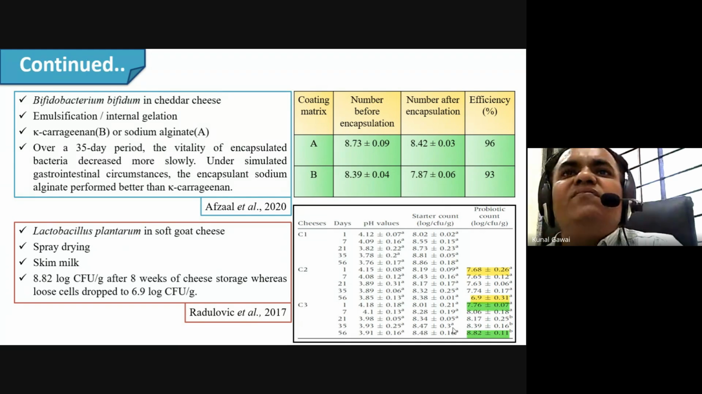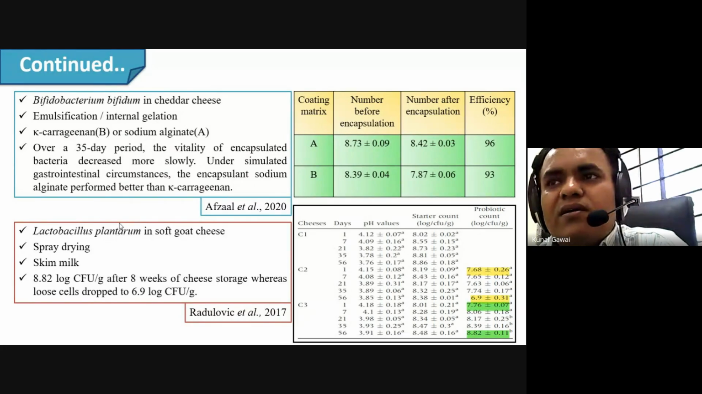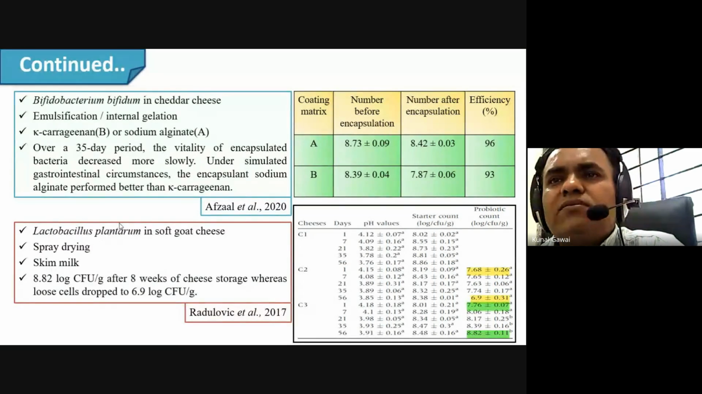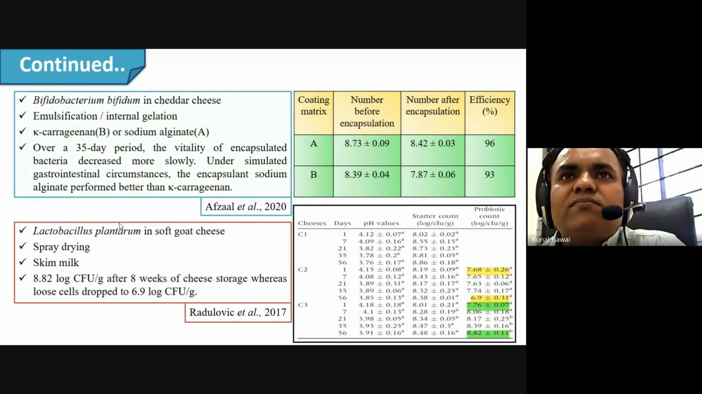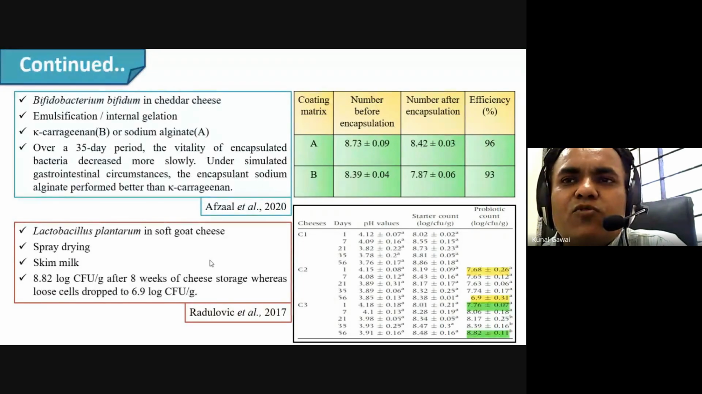Some like Bifidobacterium bifidum addition in cheddar cheese by emulsification or internal gelation. For that, scientists used beta carrageenan or sodium alginate, and under certain circumstances, the vitality of encapsulated bacteria decreases more slowly, and under simulated gastrointestinal circumstances, sodium alginate performs better than carrageenan. So we need to choose which one is good, sodium alginate or kappa carrageenan. In most studies, sodium alginate will serve the purpose, and it is the most commonly used material for encapsulation. Scientists observed more protection of probiotic bacteria compared with the control, because they are protected by microencapsulation.